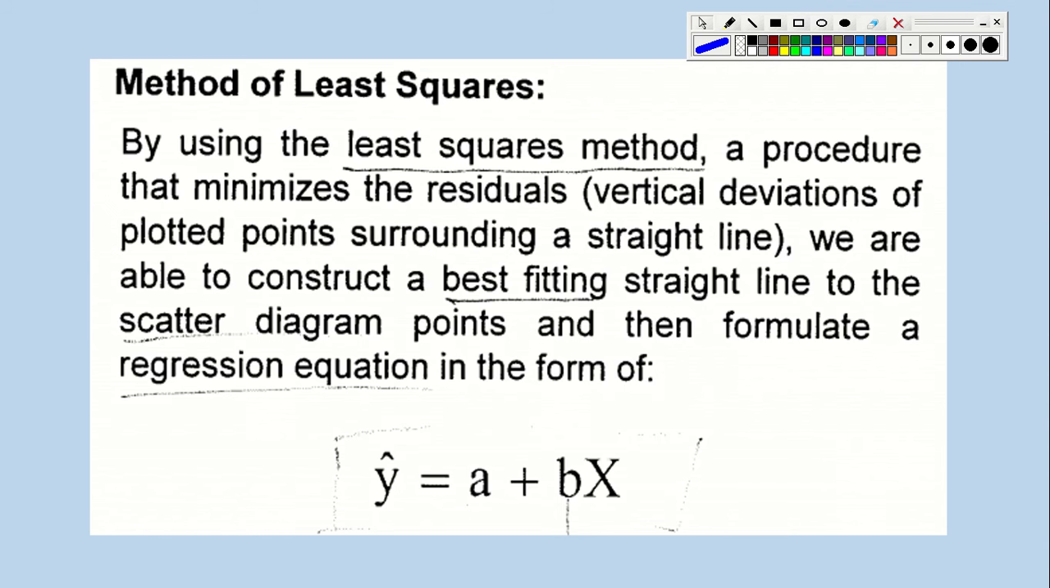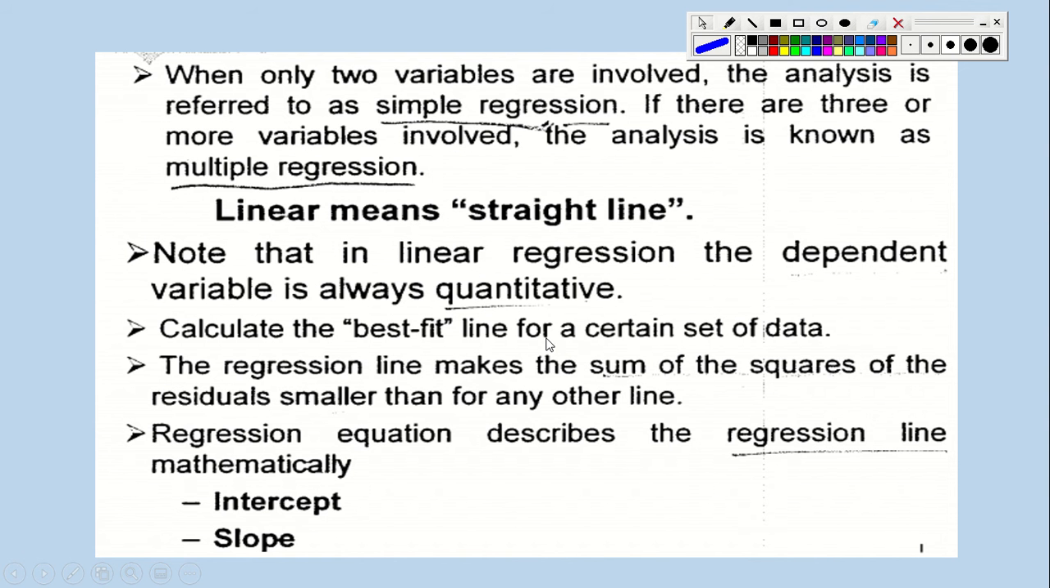Calculate the best fit line for a certain set of data. The regression line makes the sum of the squares of the residuals smaller than for any other line. The regression equation describes the regression line mathematically, with intercept and slope.